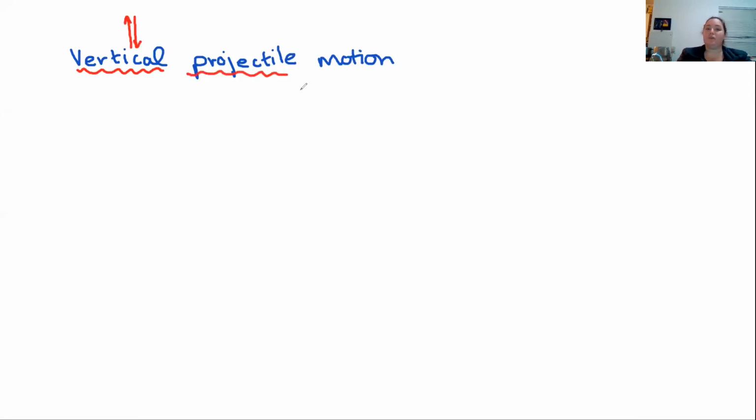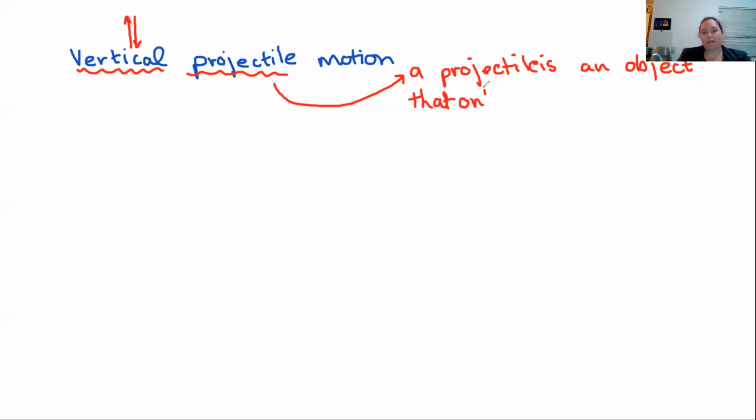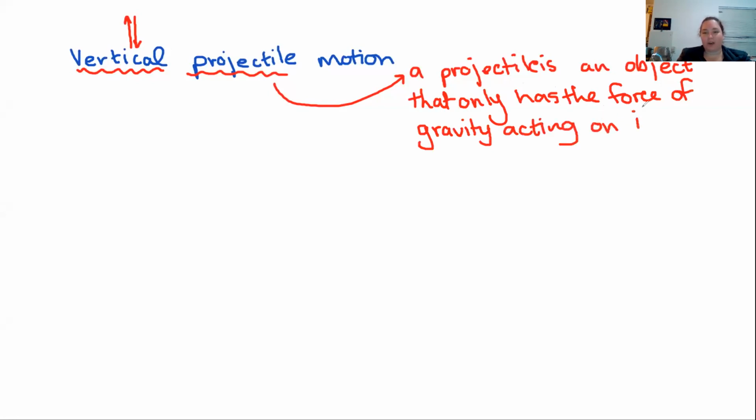The next thing is that we're dealing with the projectile, and there's something very important about a projectile. A projectile is an object that only has the force of gravity acting on it, or the only force acting on it is gravity. That means that if you were to draw a free body diagram of that particular object, the only force that it would have on it is its weight downwards, nothing else.